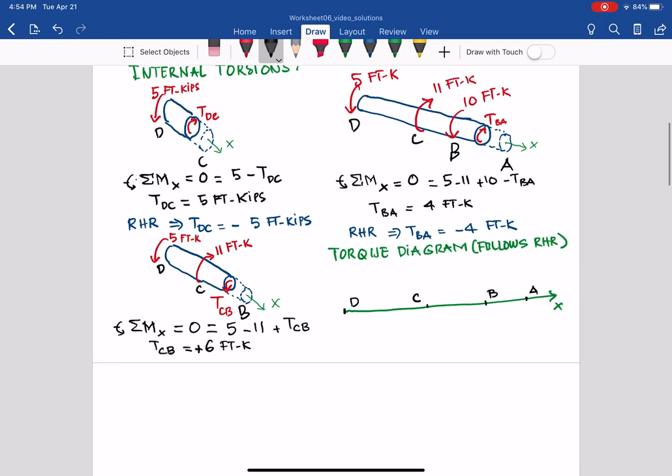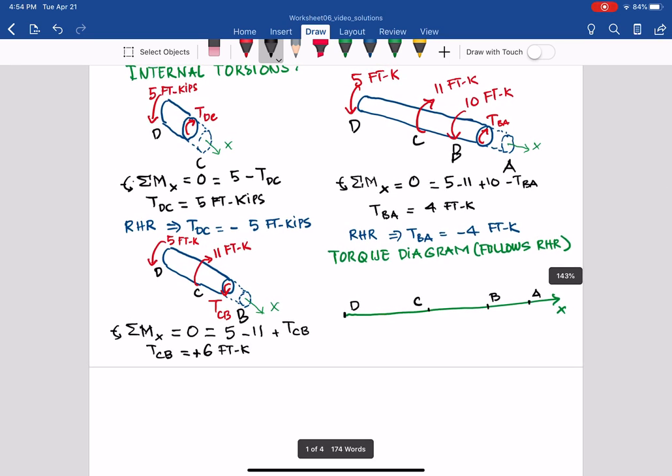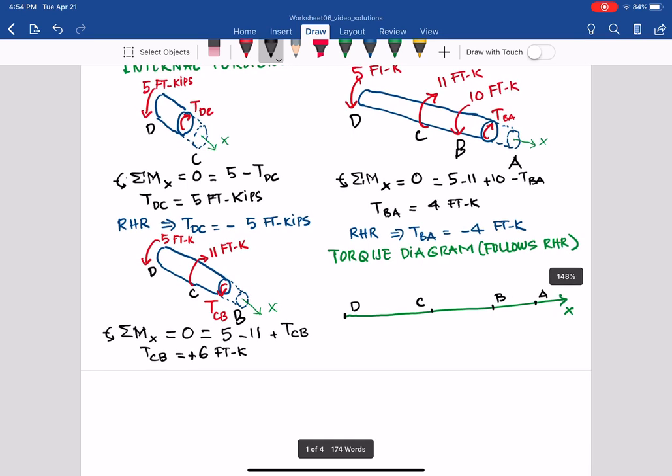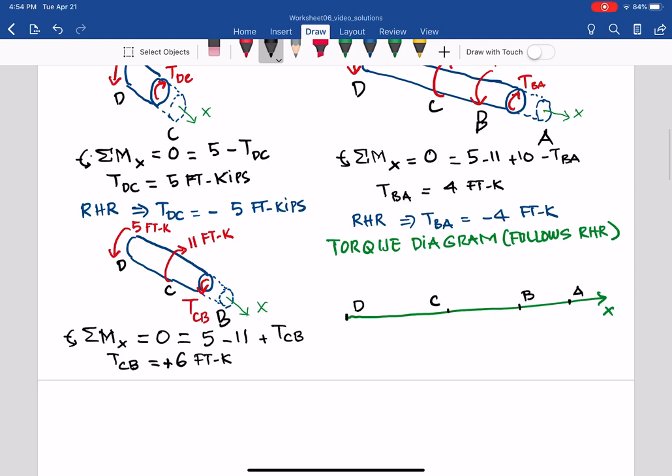And from that, based on what we do, we start from D and TDC is 5 foot kips, and in TDC right hand rule, as you can see, it's negative 5, so we can use the positive going up and negative going down. So from there, as you can see, we can draw that is 5 along the DC, that it will be in terms of the foot kips, right? Internal torque, that here, internal torque.